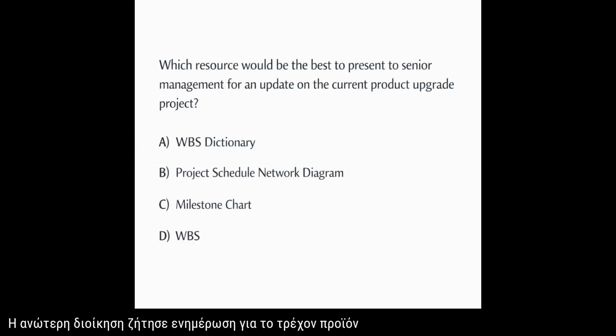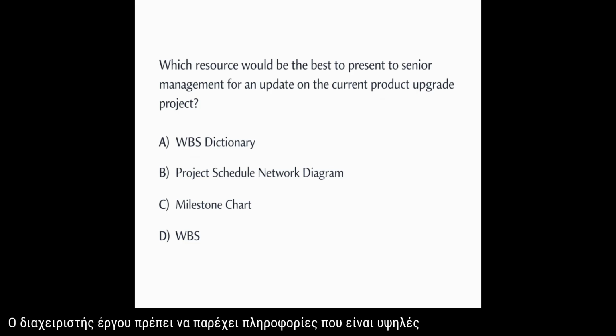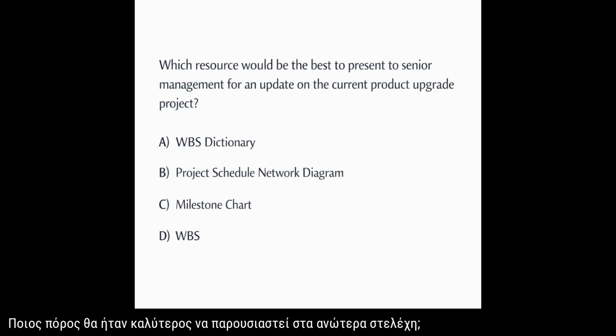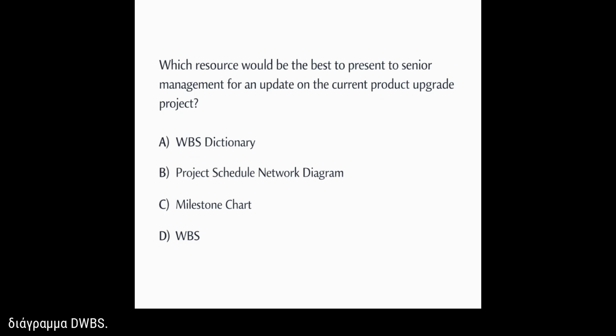Senior management has requested an update on the current product upgrade project. The project manager needs to provide information that is high level and concise. Which resource would be the best to present to senior management? A, WBS dictionary; B, project schedule network diagram; C, milestone chart; D, WBS.